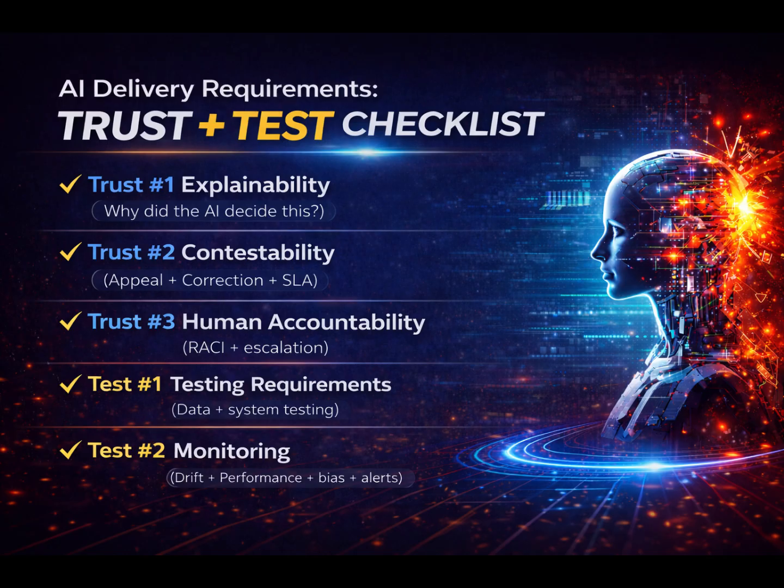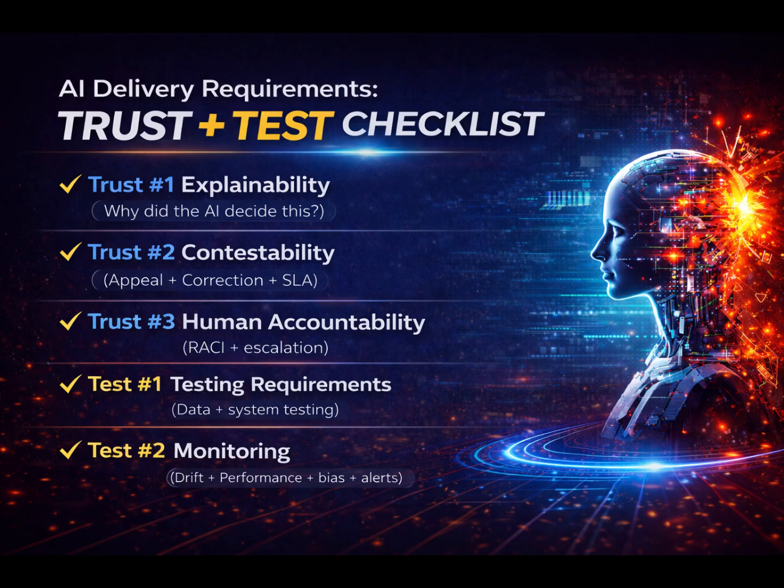Trust number 2 is contestability. Users can challenge decisions. Second non-negotiable. Contestability, a way to challenge decisions. If your AI denies a refund, flags a transaction, rejects a claim, or deprioritizes a support ticket, users need a path to say this is wrong.